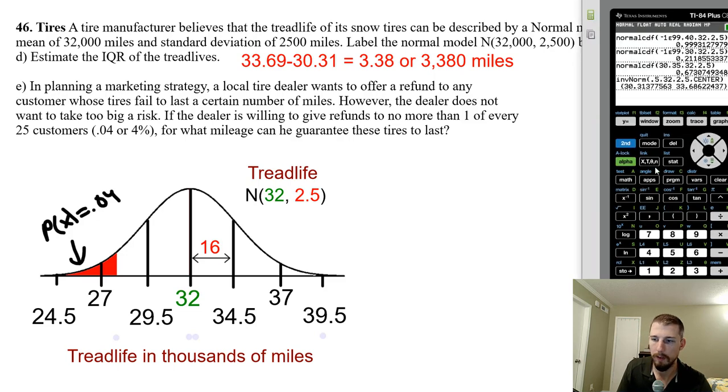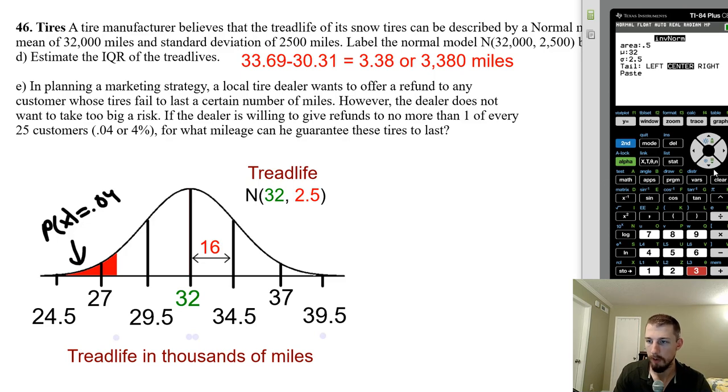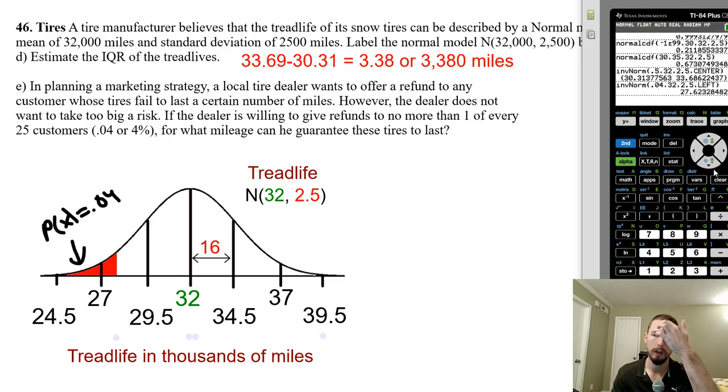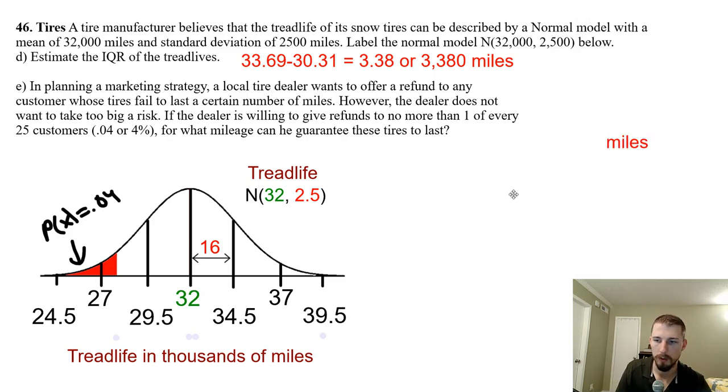Okay, so we have the area under the curve, so we're working backwards again. So inverse normal, our area is going to be 0.04, and this time we're measuring not from the center but from the left, and then hit paste, and there you go. So 27.62, which is kind of where I was at anyway. So 27.62, or 27,620 miles he could guarantee for it. All right, so I think that's pretty much it.